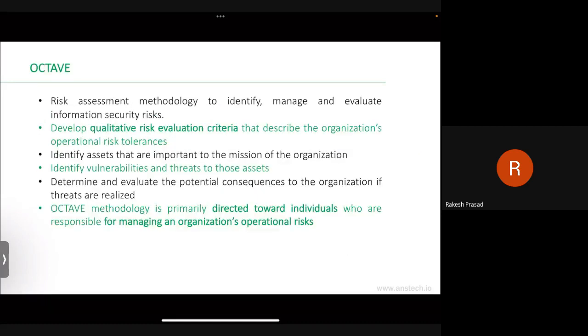Then Octave is another qualitative risk evaluation criteria which can be used by organizations. It is directed towards individuals who are responsible for managing the organizational operational risks. So it is directed towards individuals who are going to carry out a risk analysis for an organization. It gives you step by step what you need to do and how to assess risk. So if you see a question which says a framework directed towards individuals in managing organizational operational risk, you know that it is pointing at Octave.